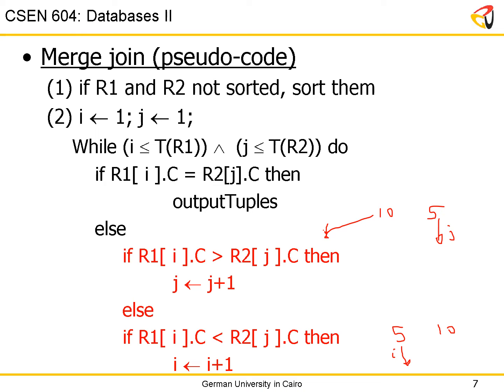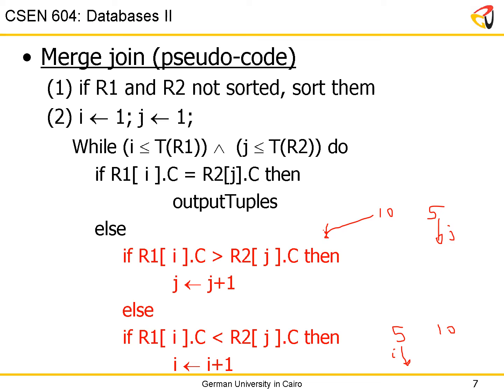What actually happens is, after I have matched the two 20s with the two 20s, I would like to advance my i and j beyond what I'm currently standing at. That will be the case because the if statement, R1 of i.c equal to R2 of j.c, will fail. So when I come to the if, I'm going to be a little bit smart in how I advance the i and the j. It will depend on who is bigger on both sides.